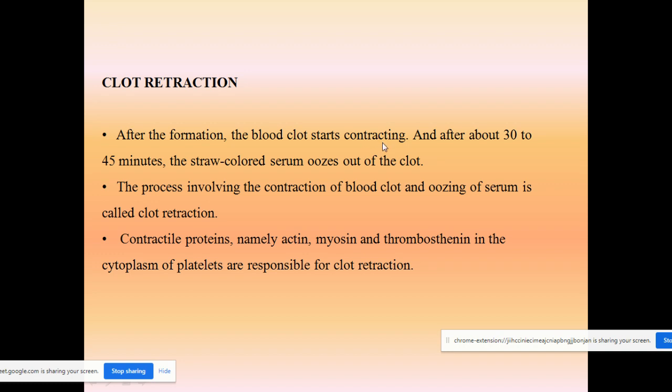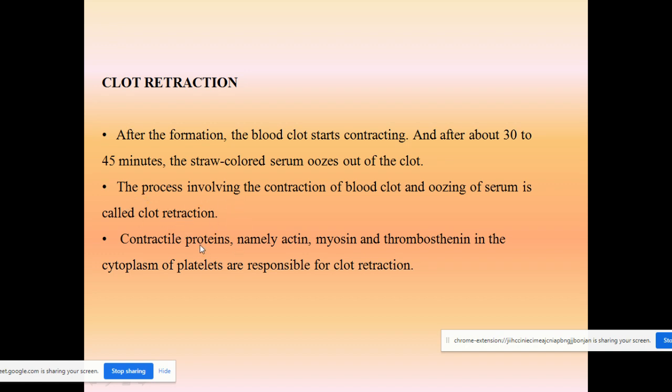How does it feel when you squeeze something? When you take a resin, put it in the water, it becomes larger. So when you squeeze it, the fluid from the inside comes out. In the same way, the serum will come out of the clot. This process, involving the contraction of the blood clot and oozing of serum, is called clot retraction. What is the name of this process? Clot retraction.